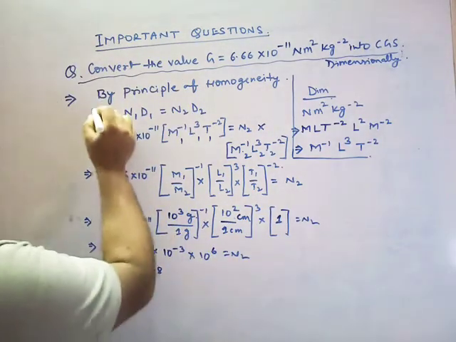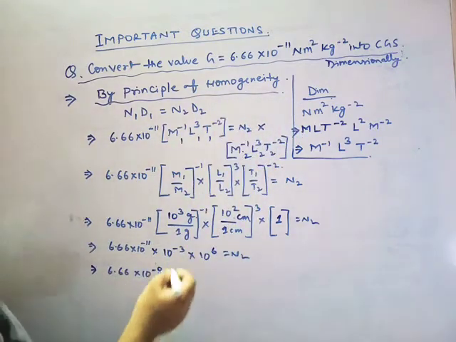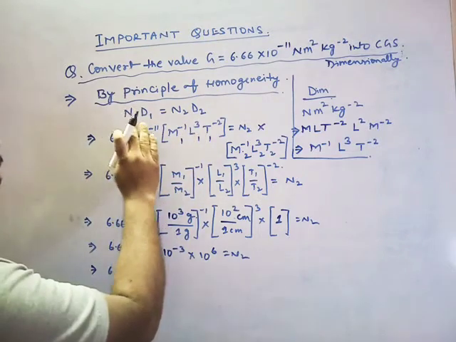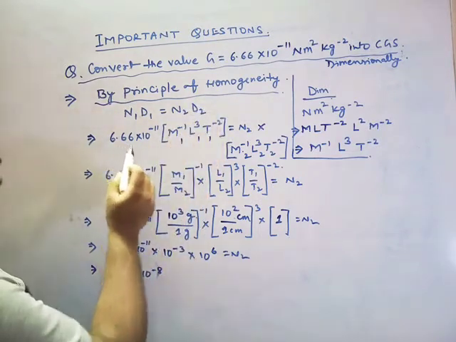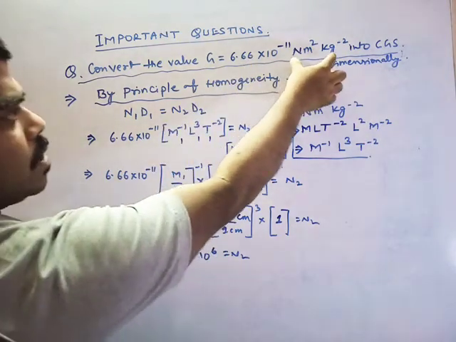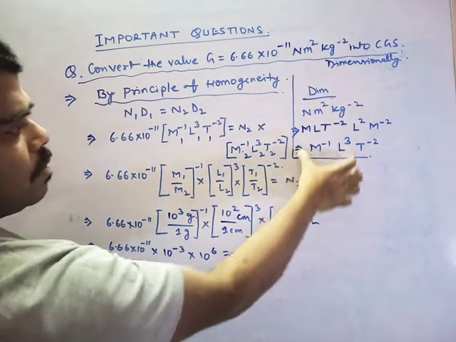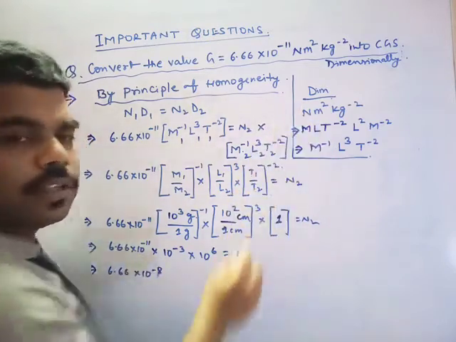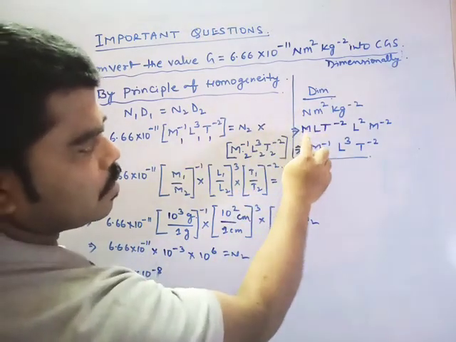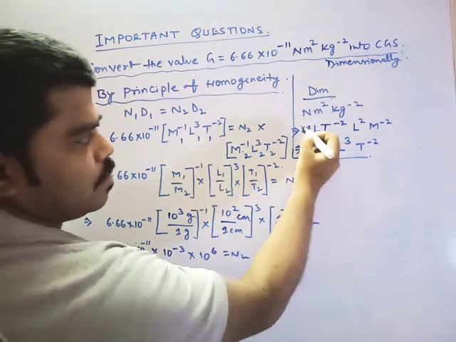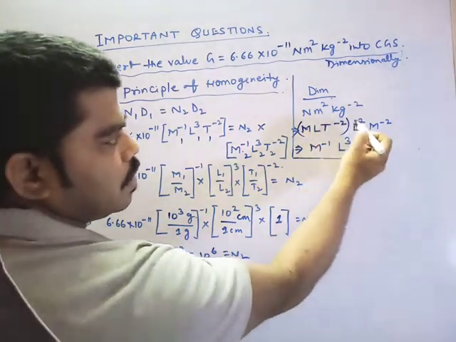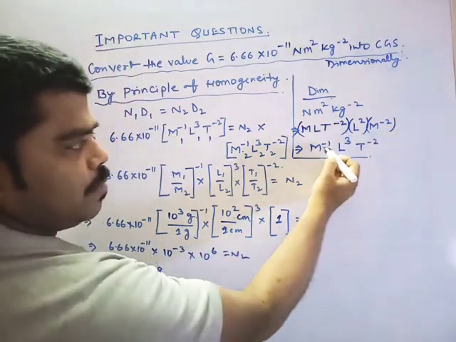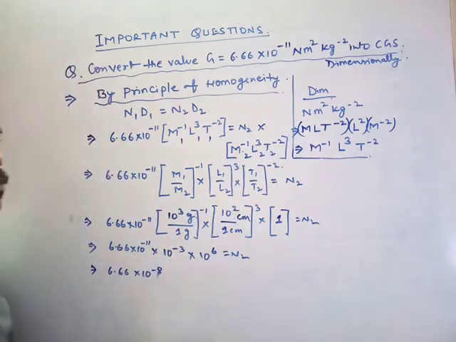When they ask dimensionally, definitely you will apply the principle of homogeneity. To convert units, we always write numerical into dimension: n1 u1 equals n2 u2, where 1 is for the first unit and 2 for the second unit. 6.6 into 10 to the power minus 11 is given. First you convert this into dimension form. Look here, first you write this. After that, Newton belongs to force. So write the dimension of force: mass into acceleration. And this is meter square, that is L square, and kg to the power minus 2. Overall, I will get M to the power minus 1, L cube and T to the power minus 2. So this is the dimension.